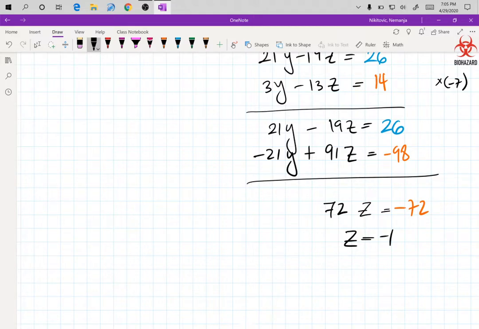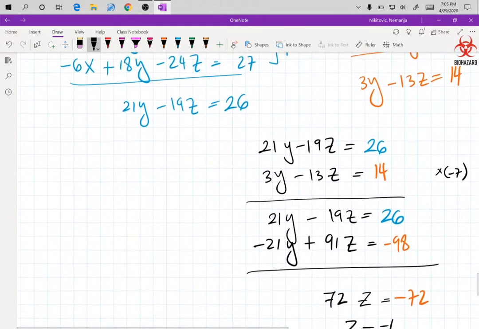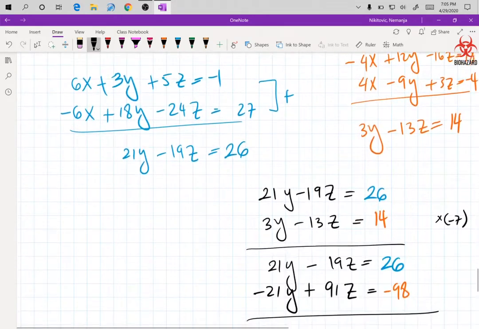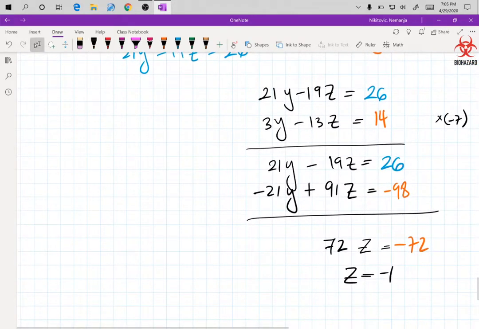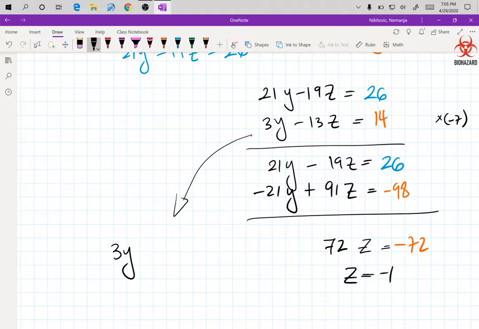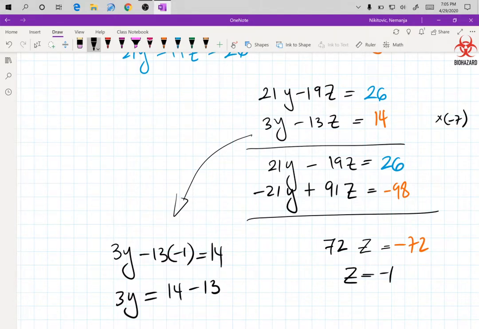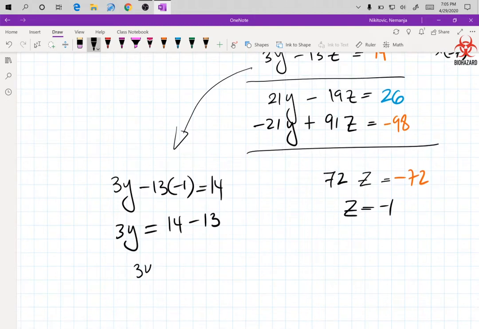Z is negative 1. So now that I have z, I can go into any of these equations, and all of them are a mess, to calculate y. Maybe this one has the smallest numbers. 3y minus 13 times negative 1 equals 14. 3y is equal to 14 minus 13. 3y equals 1. Y equals 1/3.